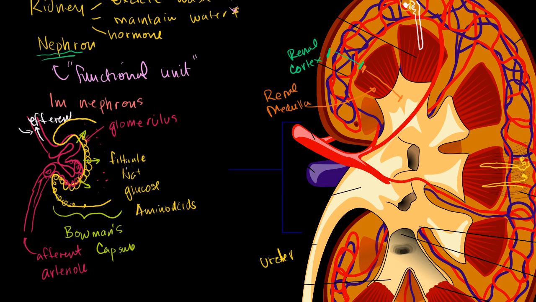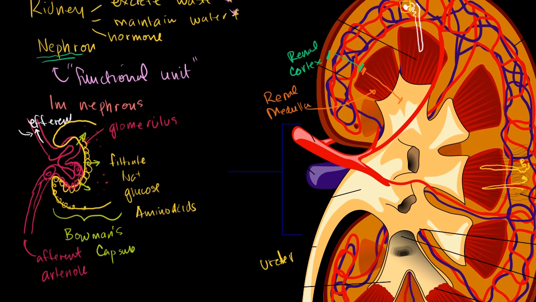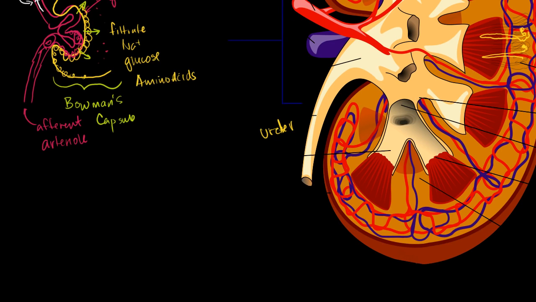Now what I want to do is zoom out a little bit because I'm going to run out of space. So let me zoom out. So we had our arteriole go in, it gets all bunched in the glomerulus, and then most of the blood leaves, but a fifth of it gets essentially filtered into the Bowman's capsule. That's the Bowman's capsule right there. I've just zoomed out a little bit.